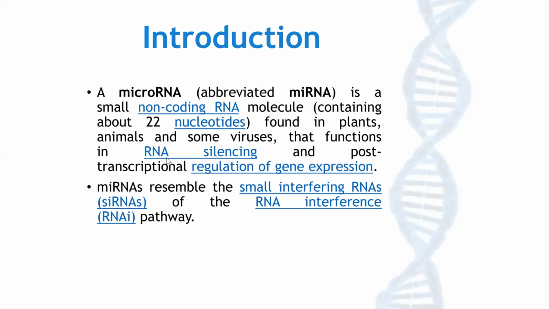When we say RNA silencing, it means that this microRNA can be used to silence or stop the translation of messenger RNA into proteins. That is the main function of microRNA: to block the translation of proteins, that is, to inhibit the conversion of mRNA into proteins. It is also involved in post-transcriptional regulation of gene expression.